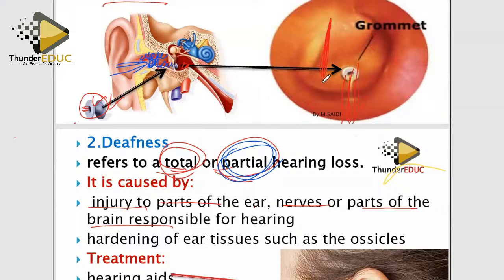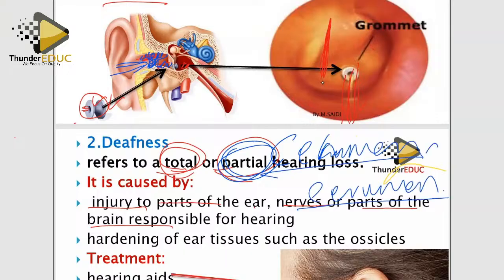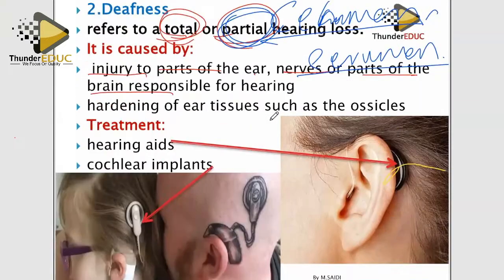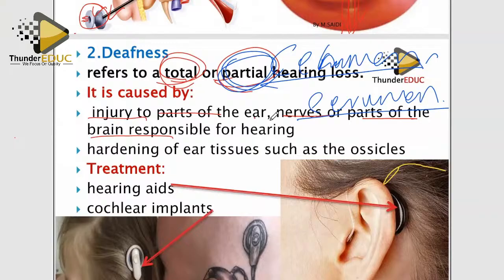Sometimes in science, we call it cerumen. Cerumen. I don't know whether you can see it. Yes, it's cerumen. Sometimes we call it like that. When you see it, just know that that is the earwax.